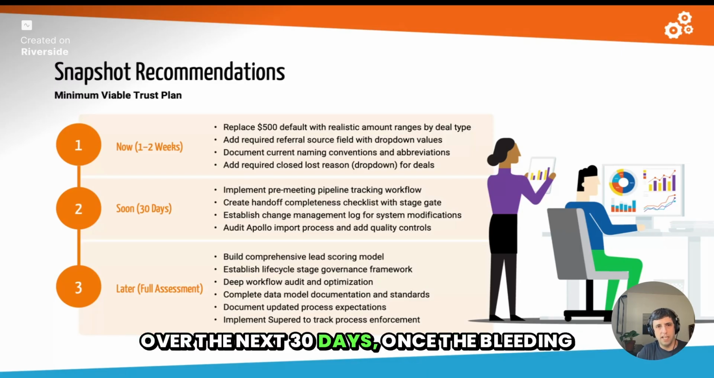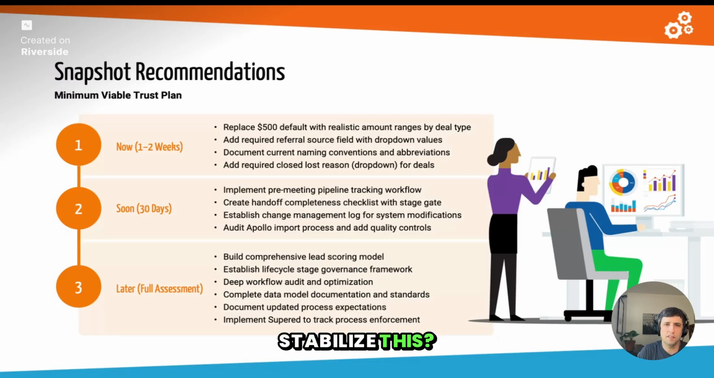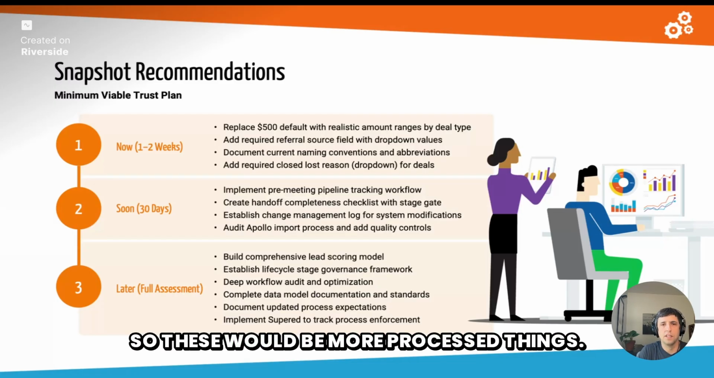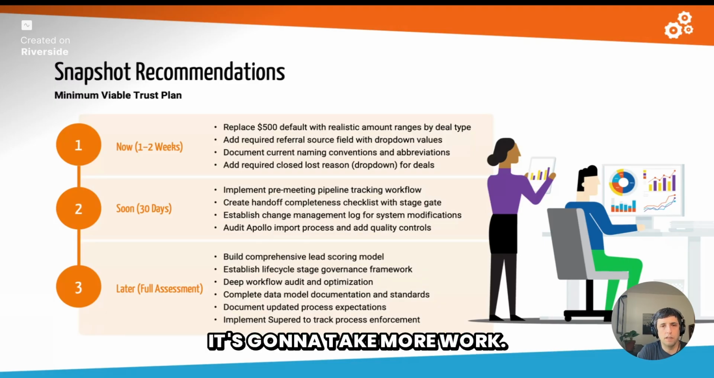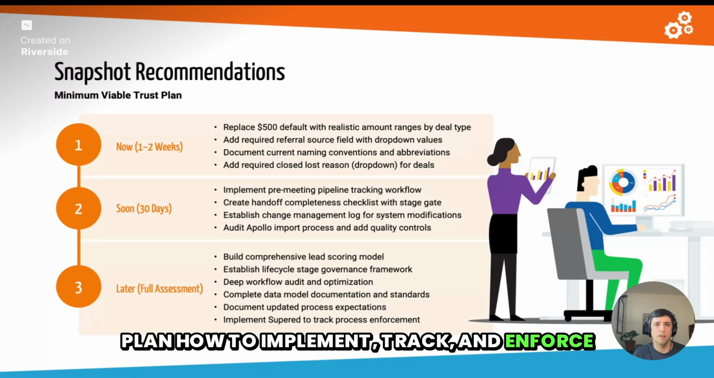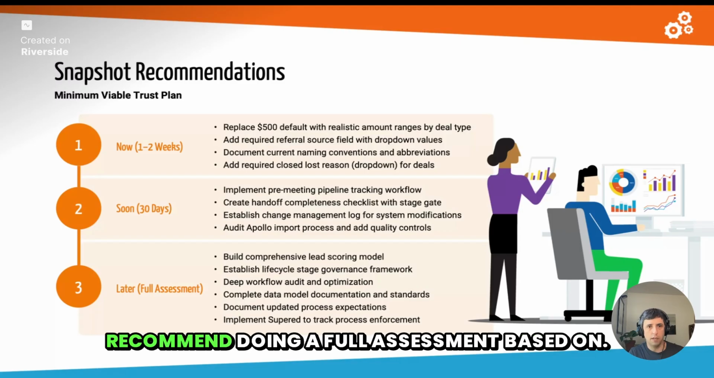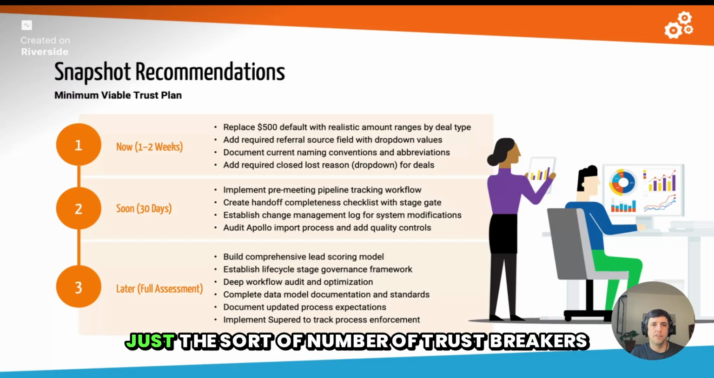Okay, over the next 30 days, once the bleeding has been stopped, how do we really further stabilize this? So these would be more process things that are both documented and set up in the system. It's going to take more work. And usually having a partner help kind of plan how to implement, track, and enforce this over time is going to be crucial.